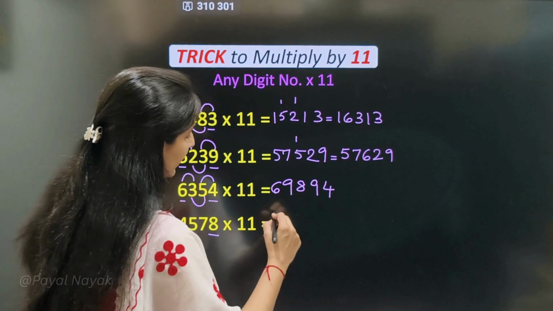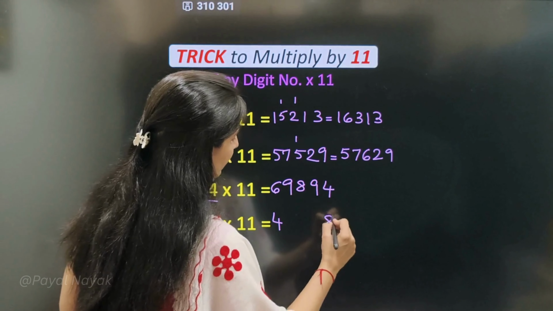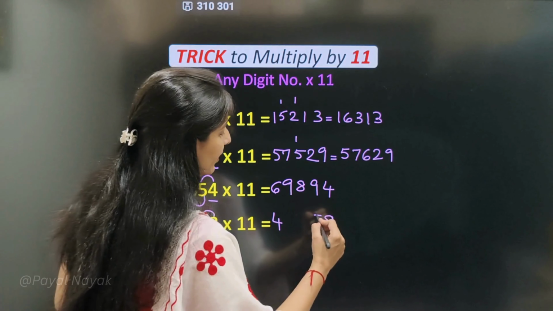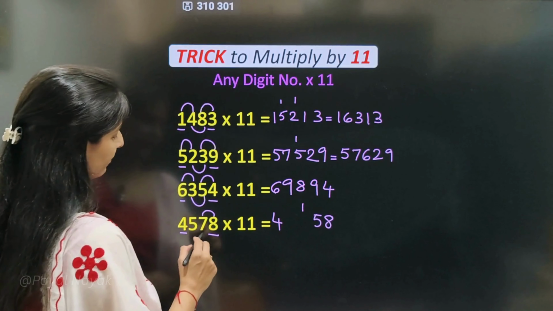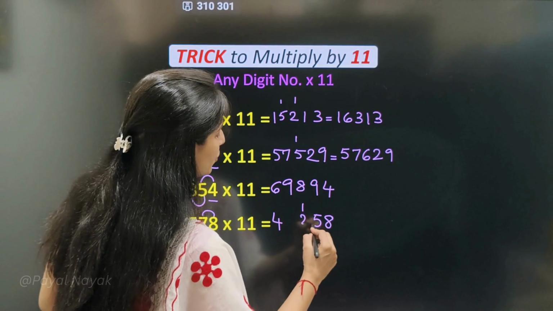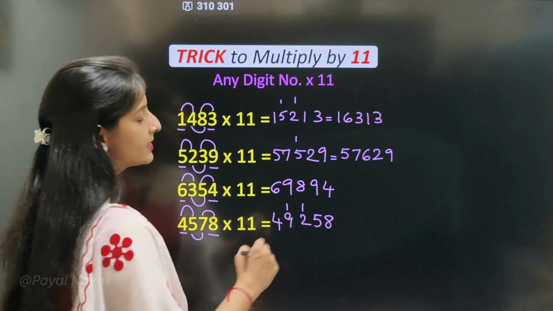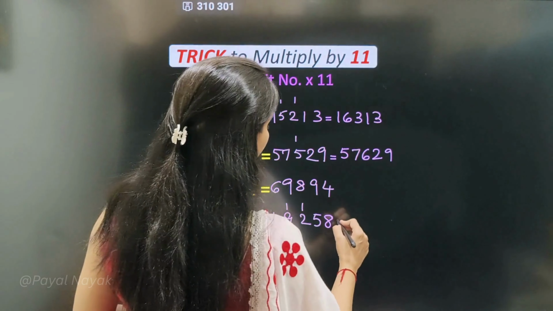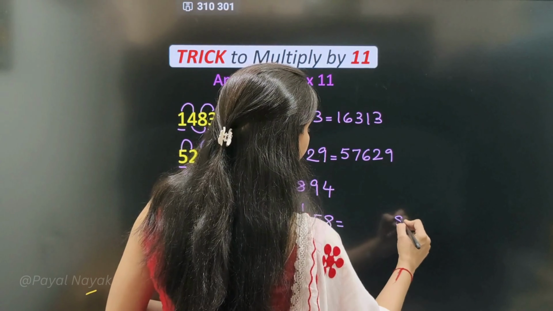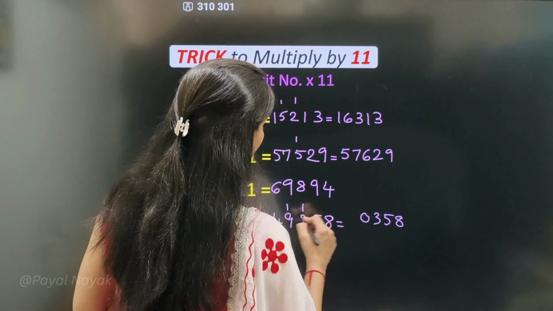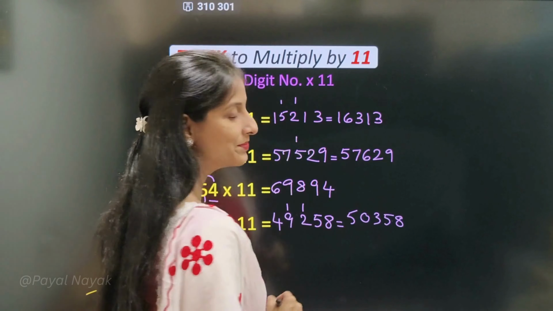Now this 4 and 8, you will be writing 4 and 8. So 8 plus 7, 15. So 1, 5. 7 plus 5, 12. Carry 1. And 5 plus 4 is 9. So now you just need to add it. So you will be getting 8, 5, 3, 0, 5.